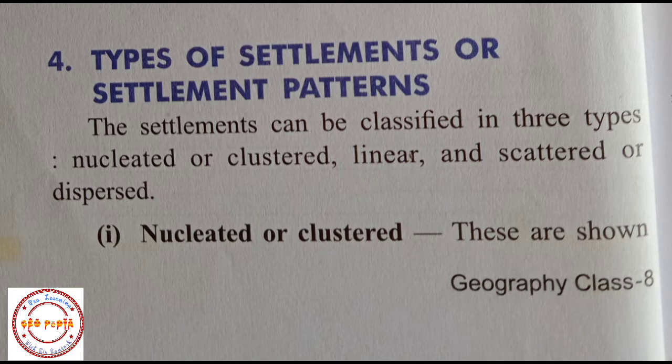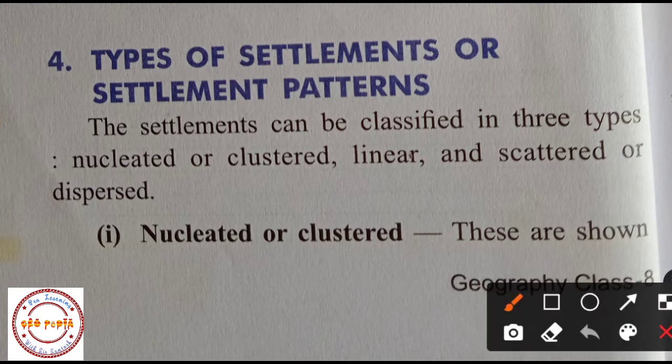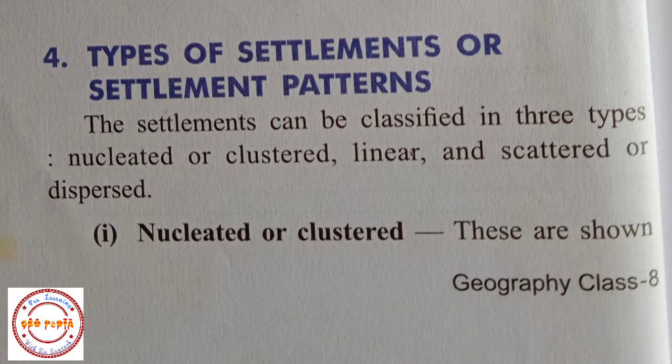First one is nucleated settlements, also called clustered settlements. Then we have linear settlement, then scattered or dispersed settlement. So especially in this video we will learn three types of settlement: nucleated or clustered settlement, linear settlement, and scattered or dispersed settlement. So students, first we have nucleated or clustered settlement.